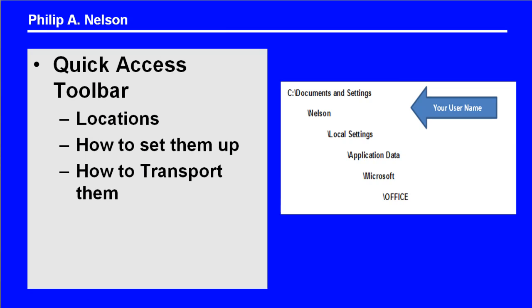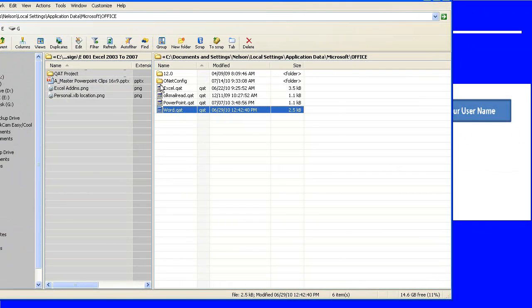As part of our movement from Excel 2003 to 2007, I'll be reviewing the Quick Access toolbar. We'll be taking a look at its locations, how to set them up, and how to transport them. The QAT bar is located in the Your Usernames subdirectory under Local Settings. Then look for Application Data, then Microsoft, and then Office. And inside that directory, as you can see here, there's your Excel QAT.